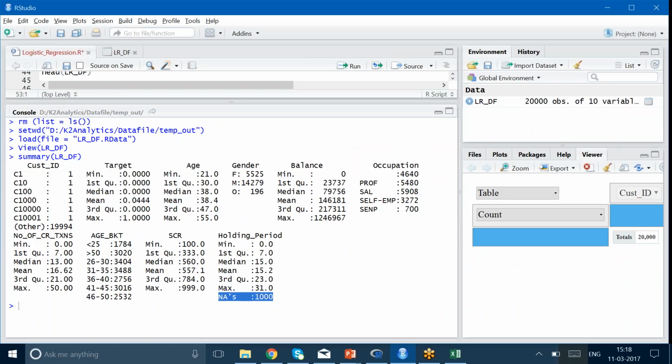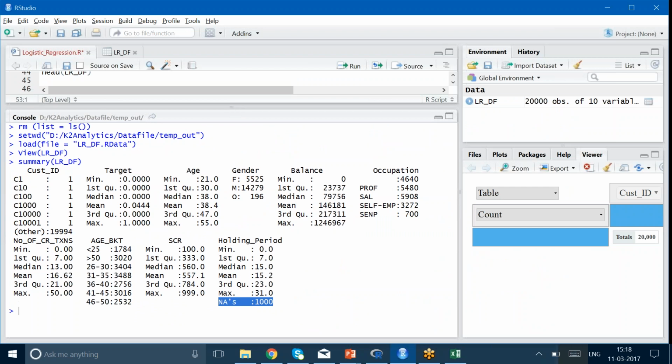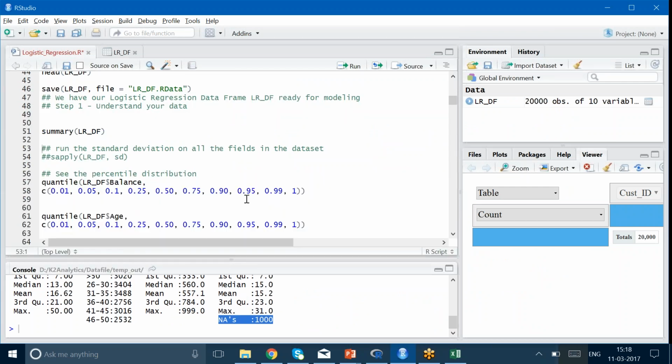So next step is a more detailed understanding of the data, continuous variables. I want to see whether there are outliers in data or not. When you want to see outliers in data, you should see the percentile distribution for continuous variables. So what I'm going to do is run a quantile function in R to get the percentile distribution. We make use of a quantile function.